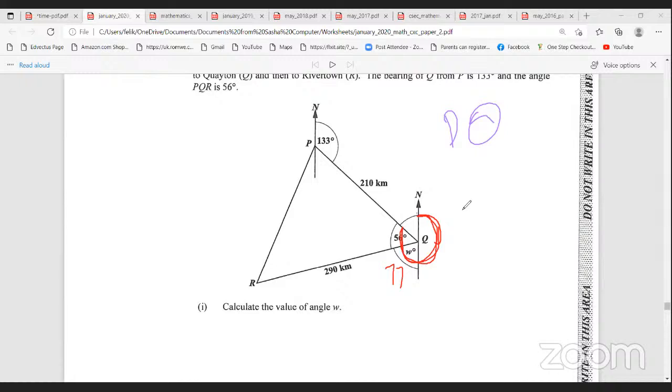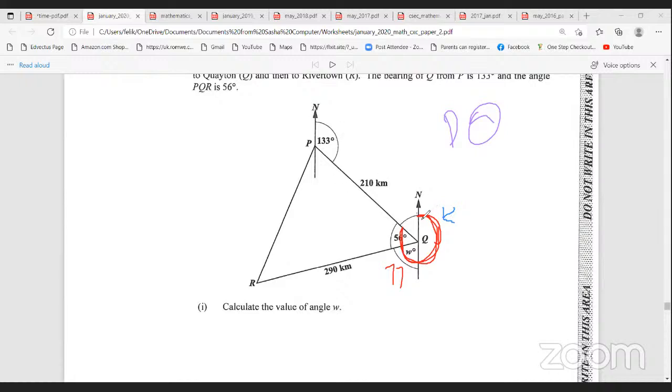Miss, I was saying the north line out here would measure 180, right? And we found the value of W earlier, which is 77. So we'd add 180 plus 77, and that should give us the bearing of P from Q.